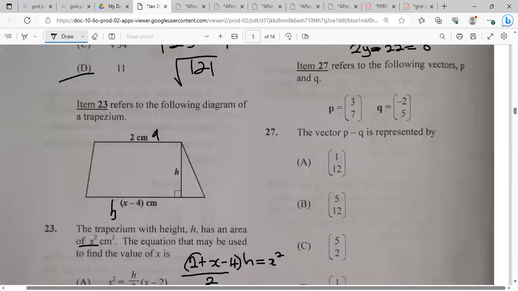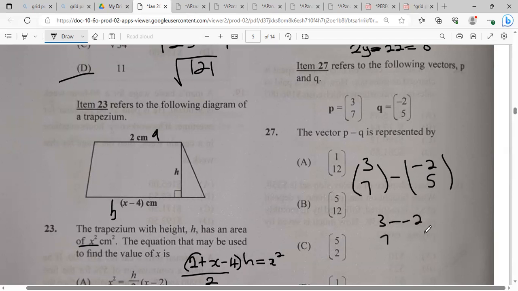Item 27 refers to the following vectors, p and q. So let's say what is p minus q. So it's p minus q. So what we're going to do, so (3, 7) minus (negative 2, 5). And of course, you can see that we're going to get 3 minus minus 2. That's an addition now. And then 7 minus 5. So this works out to (5, 2). In case you wonder, this is a plus, right? 2 negatives together.